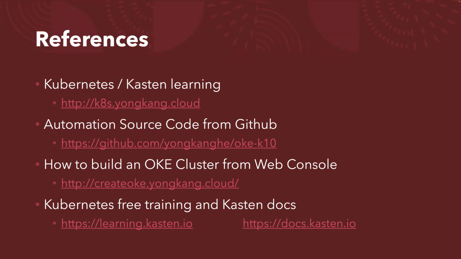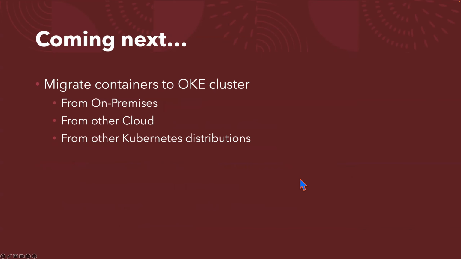So just to share you a few reference links. The first link talking about the Kubernetes custom learning. If you are interested to learn a little bit more, from this link you got a lot of different resources available to you. The second one, automation source code available from a GitHub page. How to create an OKE cluster from a web console, and the bottom two links about the free Kubernetes learning and also the documentation page. Coming next, I will work on how to migrate containers from on-premise. It could be from other cloud, it could be from other Kubernetes distributions to OKE cluster.